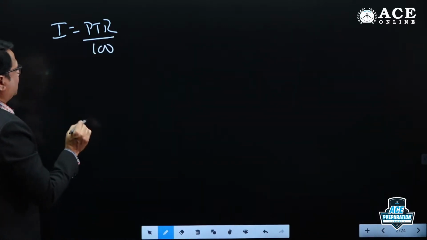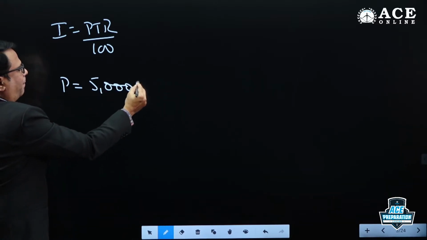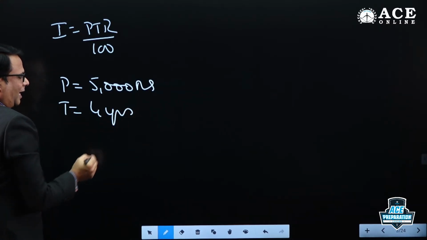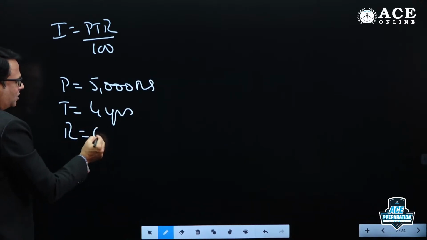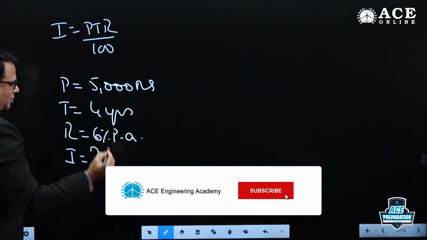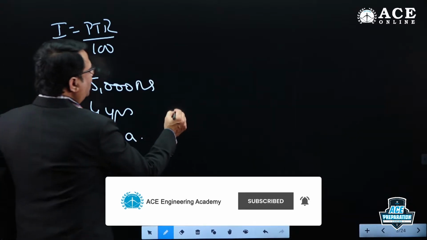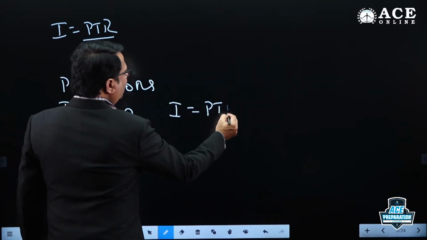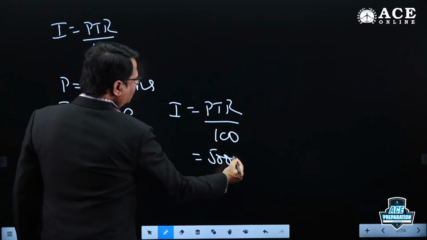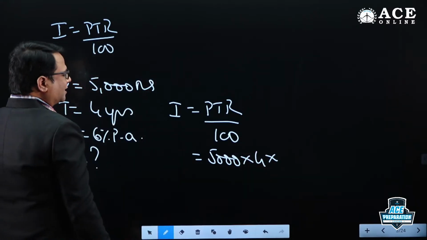Okay. Now, suppose I say principal is 5,000 rupees. Time is 4 years. Rate of interest is 6% per annum. Then what is the interest? If this is the question, then interest equal to PTR by 100. Now, principal is 5,000. Time is 4 years. Rate of interest is 6%.